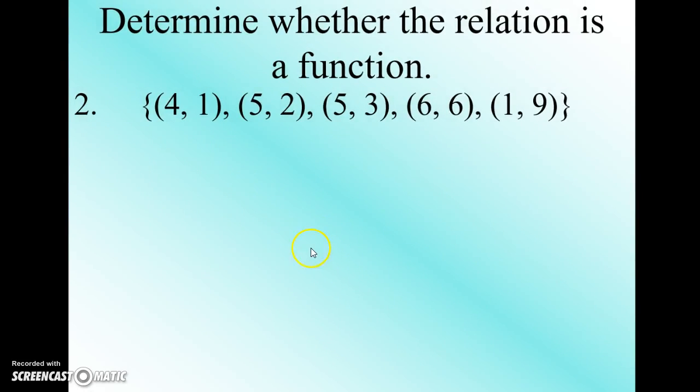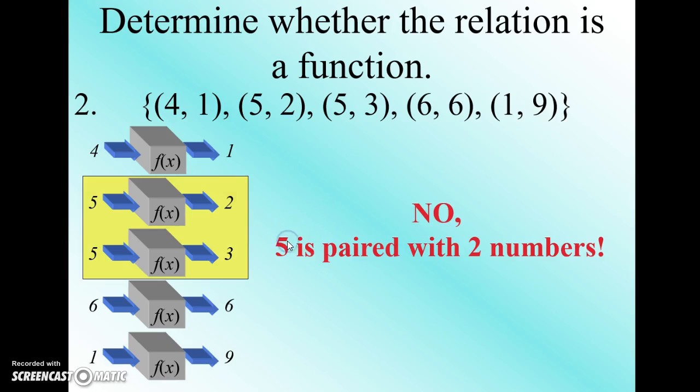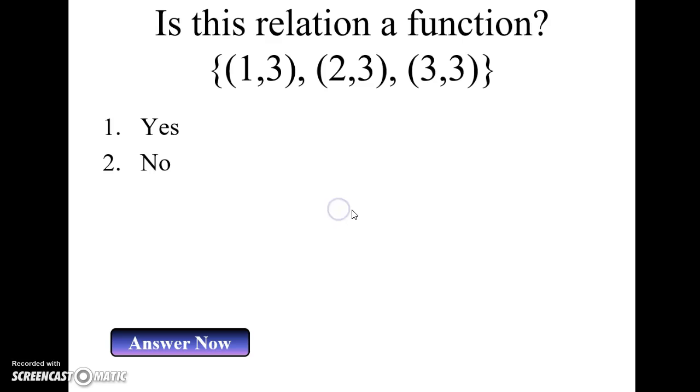Now let's determine this one. 4 is paired with 1. 5 is paired with 2. 5 is also paired with 3. 5 cannot go to 2 and 3 at the same time. That's a big no-no. That means 5 is an x that has two y's. That's not good. So when you see an x repeating, that means it's not a function. 5 can't be with 2 and 3 at the same time. It's not a function.